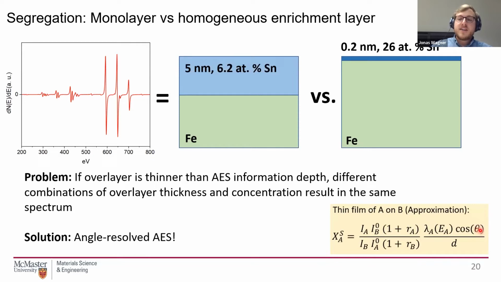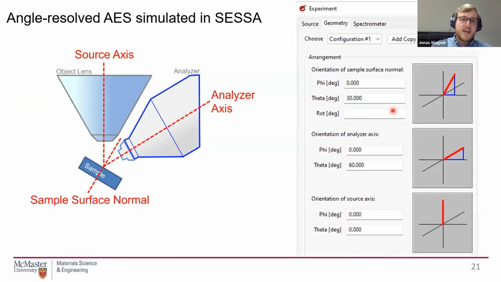So by changing that angle, you will see that based on the thickness of the overlayer, the relative intensities will change dramatically. How would I go about this? Again, you can simulate it in SESA. There's a geometry tab where you can insert 3 different orientations, 3 different angles.